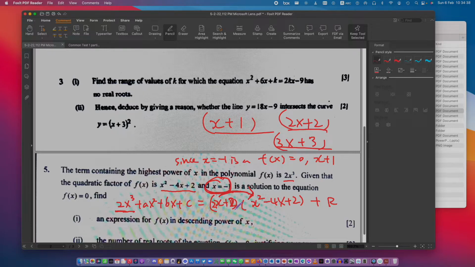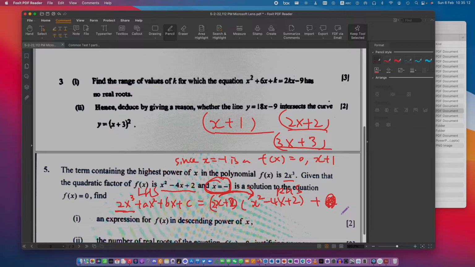So with this, you open it up, okay? Once you get this out, you have to say sub in x equals minus 1 into the left hand side and the right hand side. And by the way, since this is a solution, that means you can get r equals to 0. Yes. Then after that, by comparison.